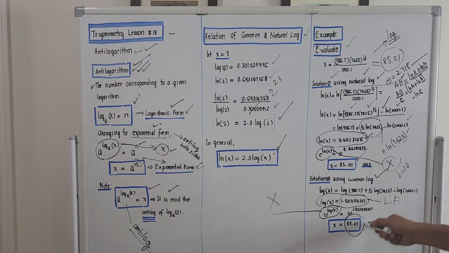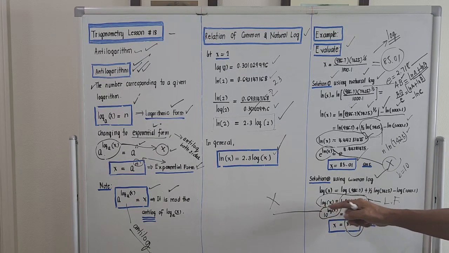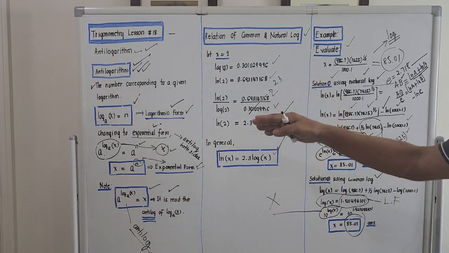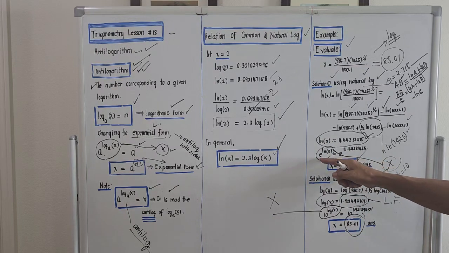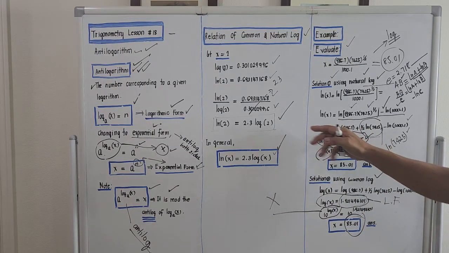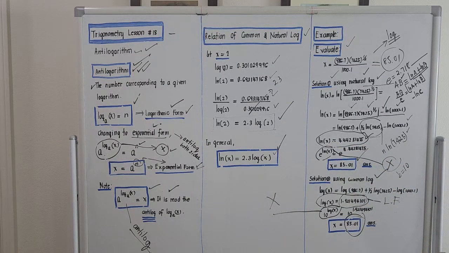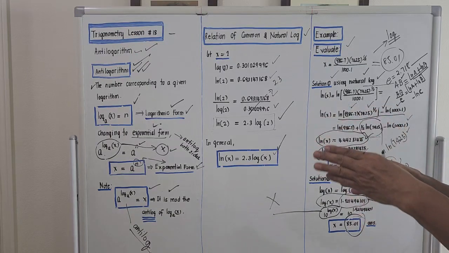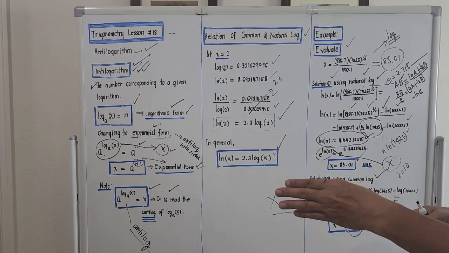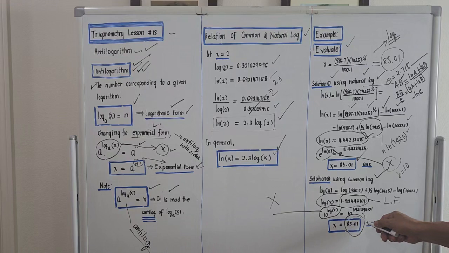Okay? So this is how we take the antilog of the common logarithm, the base raised to the given left-hand side. For the natural logarithm, it should be the base e raised to the given left-hand side. Okay? So meaning to say, when we take the antilog, we take the base, we raise that to the given left and right-hand side. Okay? That's it. This is 85.01.